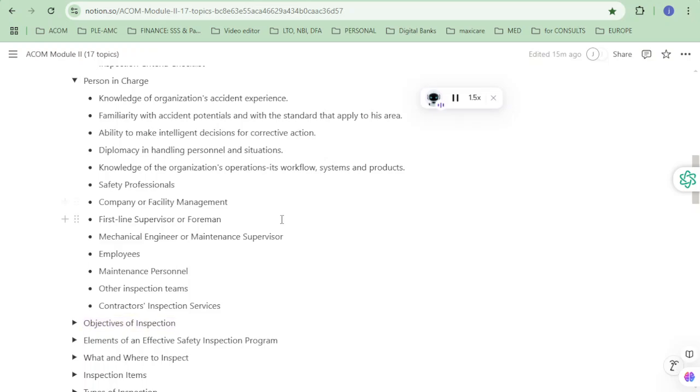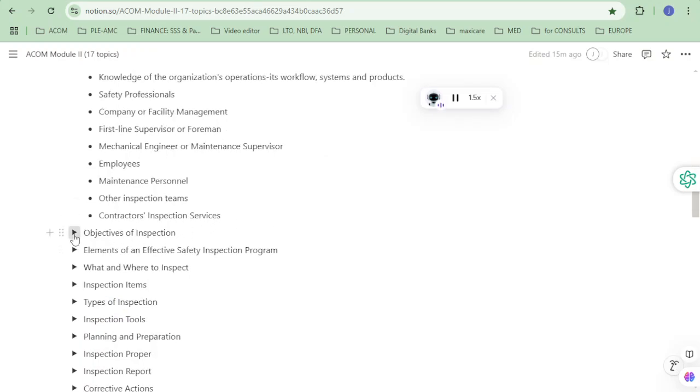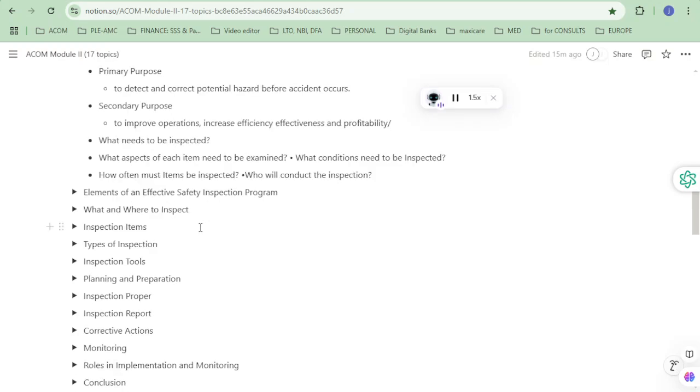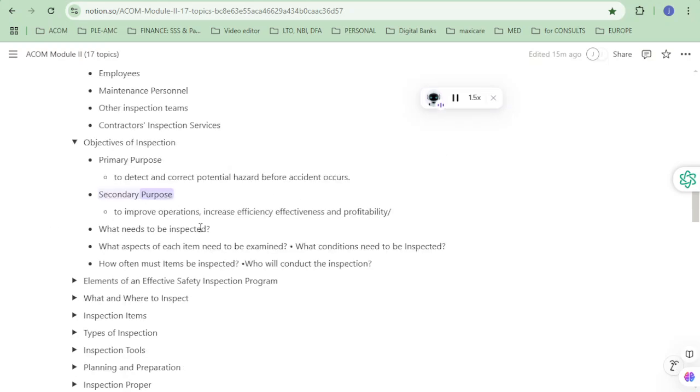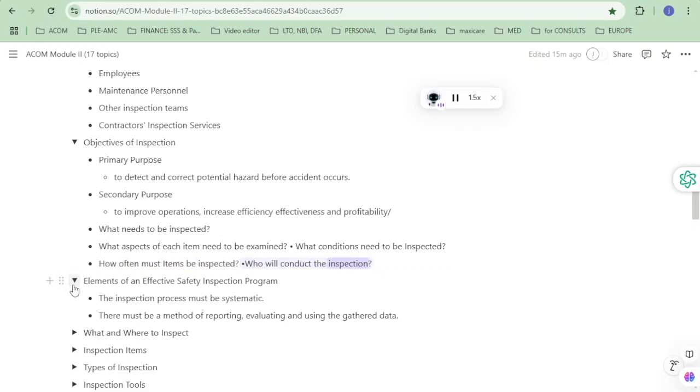Objectives of inspection. Primary purpose: to detect and correct potential hazards before an accident occurs. Secondary purpose: to improve operations, increase efficiency, effectiveness and profitability. What needs to be inspected? What aspects of each item need to be examined? What conditions need to be inspected? How often must items be inspected? Who will conduct the inspection?